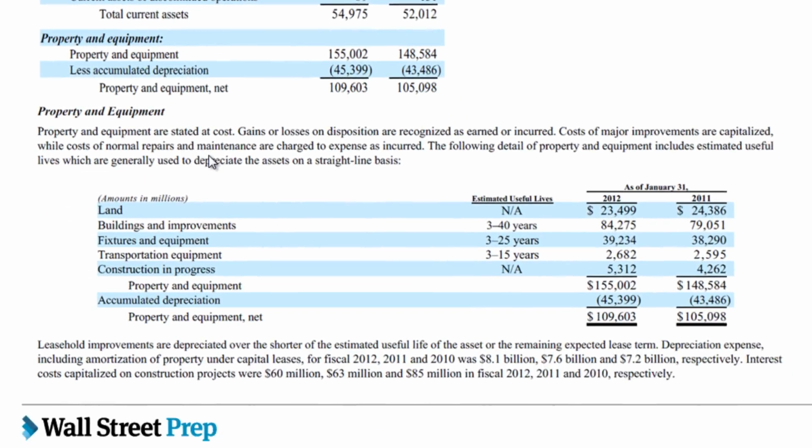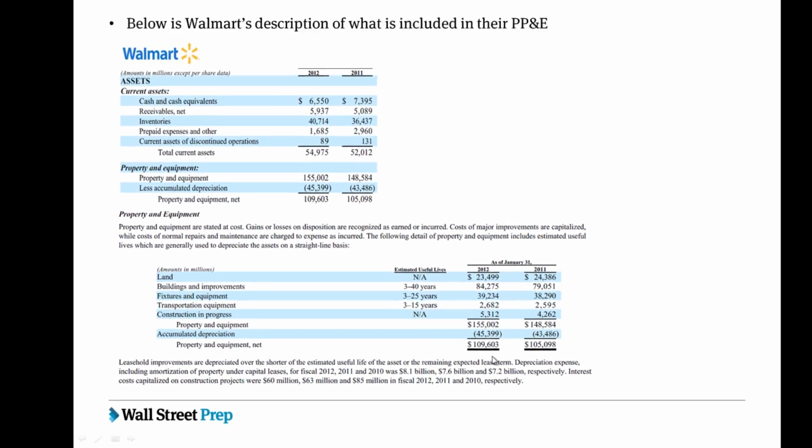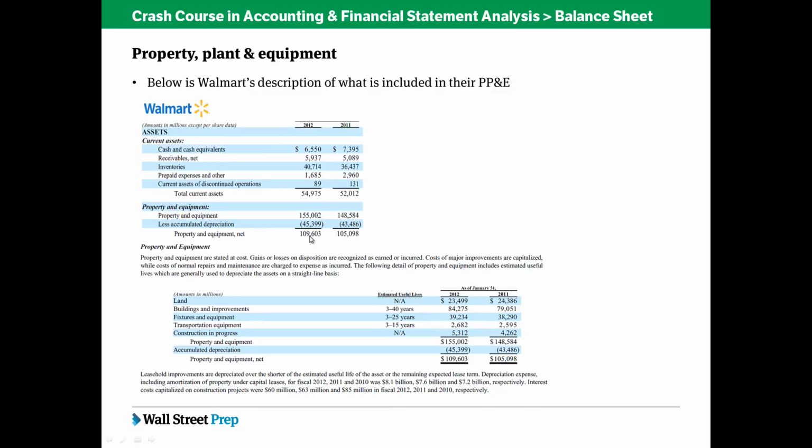And if you go into their footnotes, they've identified what the makeup is of all of those assets, on a historical cost basis. This 155, which represents the gross property, plant, equipment balance, is comprised of all of these various types of property, plant, equipment. Land is $23 billion. By far their biggest account is buildings and improvements. They own $84 billion worth of buildings. They also own $40 billion worth of fixtures and equipment, and on and on. And they're telling you that they've already taken $45 billion worth of depreciation on all that equipment. So the net property, plant, equipment is $109 billion. And that's what they're presenting on their balance sheet.